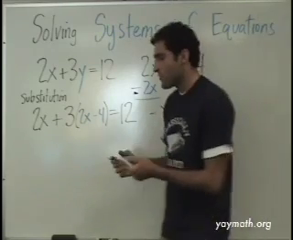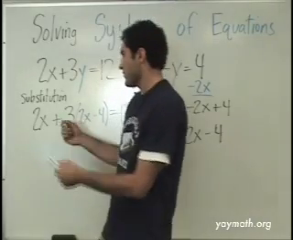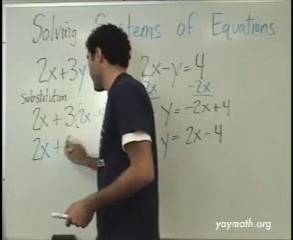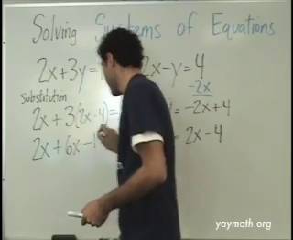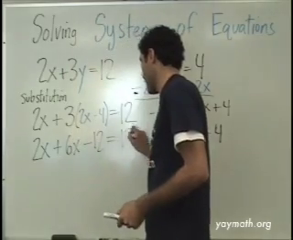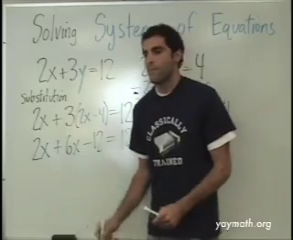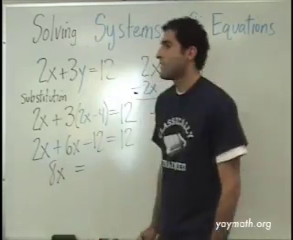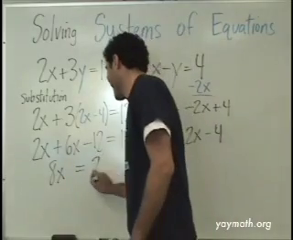All right, Algebra 2, so walk me through. 2x plus 6x minus 12 equals 12. 8x minus 12 equals 12. Add 12: 8x equals 24. X equals 3.